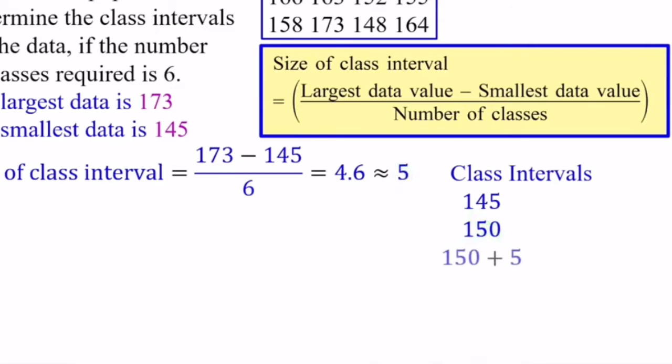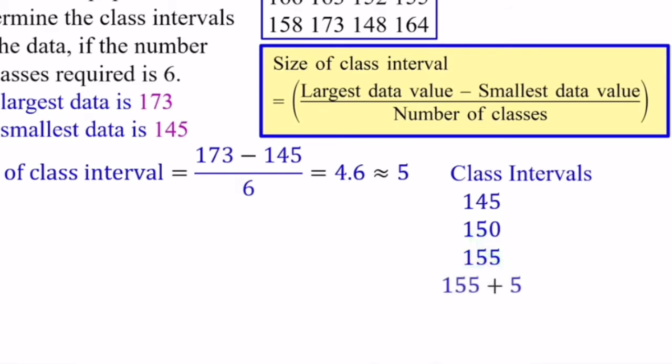Okay, so 150 plus 5 is 155, and then 155 plus 5 will be 160, and 160 plus 5 will be 165, and I think we need to do until 170 for the lower limit. So you have to make sure it is organized, or the lower limits are all consistent with the plus 5.